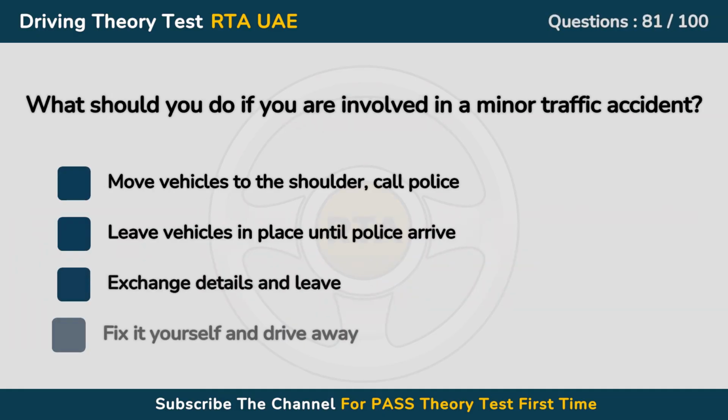Question 81. What should you do if you are involved in a minor traffic accident? A. Move vehicles to the shoulder, call police. B. Leave vehicles in place until police arrive. C. Exchange details and leave. D. Fix it yourself and drive away.